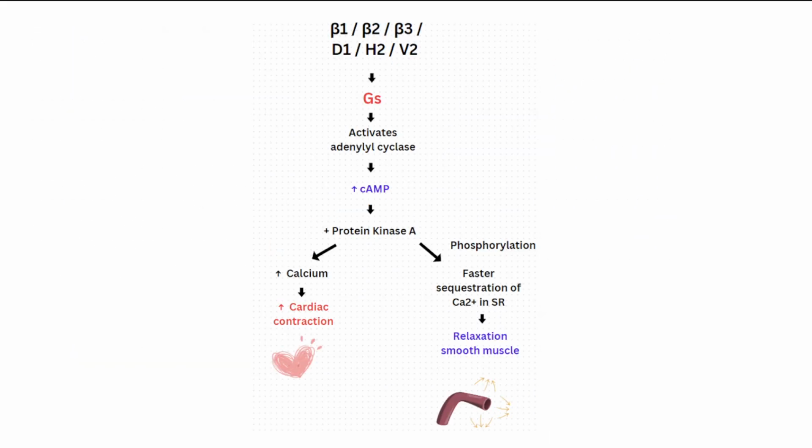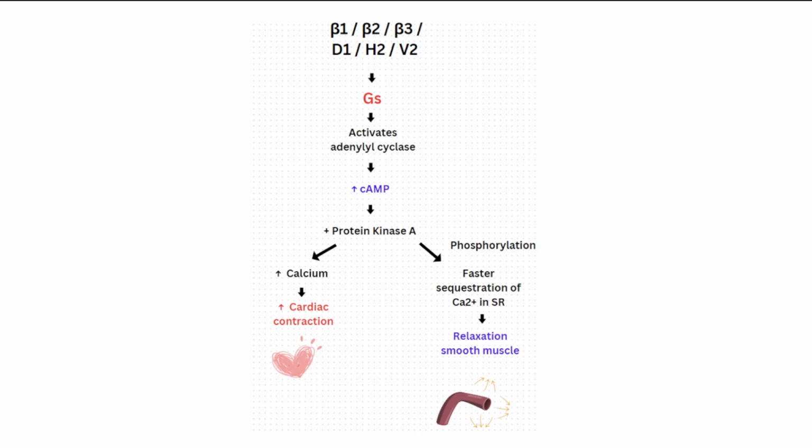Next we have beta 1, beta 2, beta 3 or dopamine 1, histamine 2 (H2) and V2 receptor mediated activity through GS coupled receptor, which activates adenyl cyclase, leading to increase in cyclic AMP levels, which in turn is going to activate the protein kinase A, in turn will lead to increase in the calcium levels in the myocardium, leading to the myocardial contraction, leading to increase in the heart rate. On the other hand, there will be phosphorylation and faster sequestration of the calcium into the sarcoplasmic reticulum, which leads to relaxation of the vascular smooth muscles. That means it will cause vasodilation.